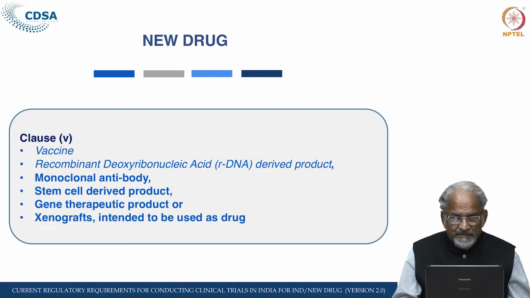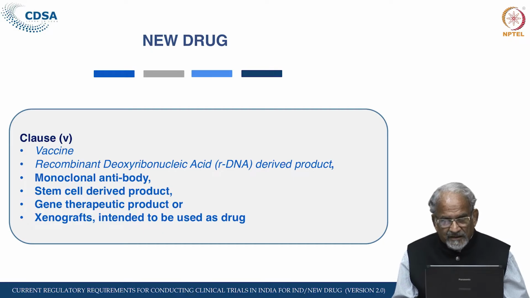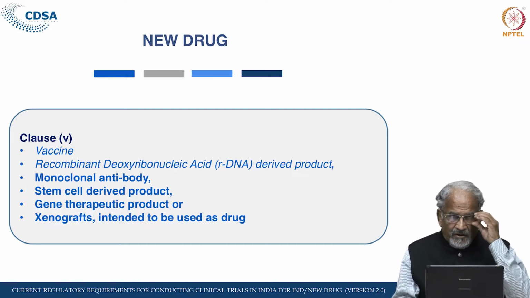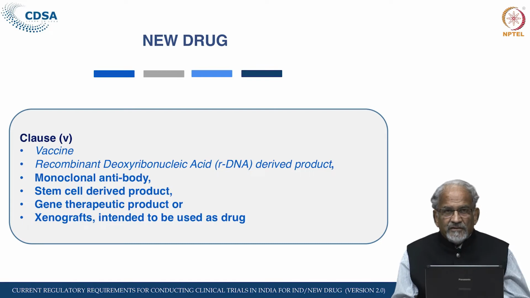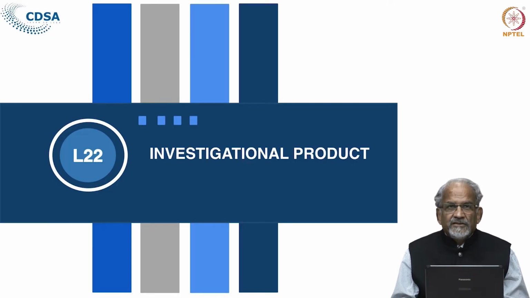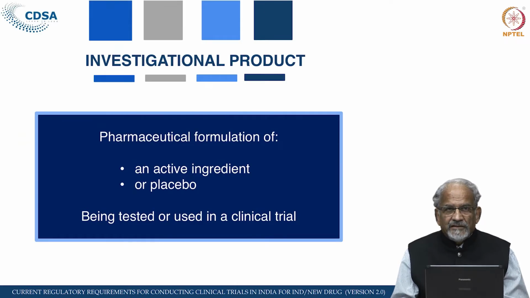Important is any vaccine which is introduced and produced by a person, a place or different technology will be called as a new drug, and if you just see that this will always be remaining as a new drug. Now, investigational product. What is the investigational product? Investigational product is the pharmaceutical formulation of an active ingredient, but this is also placebo, which is being tested for the purpose.